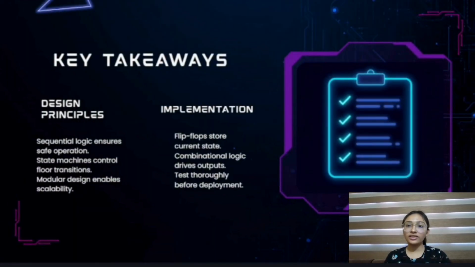Now let us see the key takeaways from all this explanation. The main lessons from this project are: sequential logic provides memory and control, state machines manage floor transitions, flip-flops store the current state, and safety logic ensures reliability. This project demonstrates how digital electronics can solve real-world automation problems.